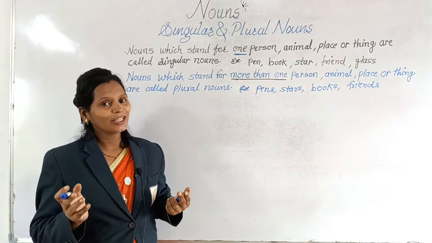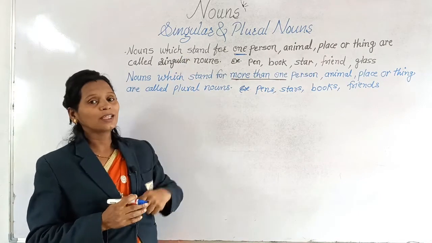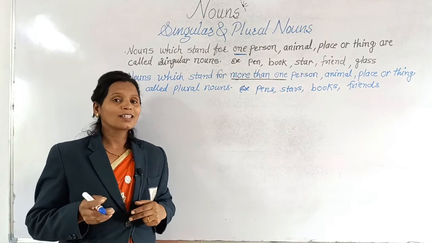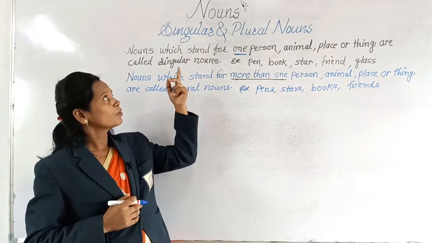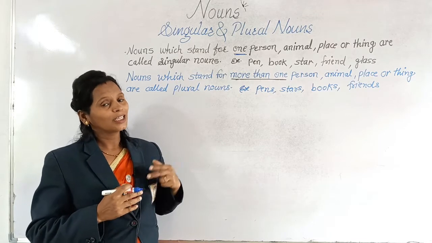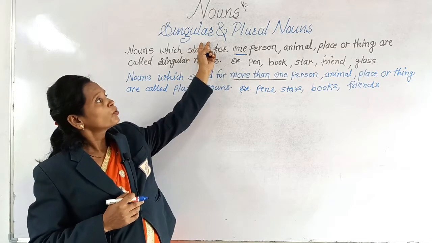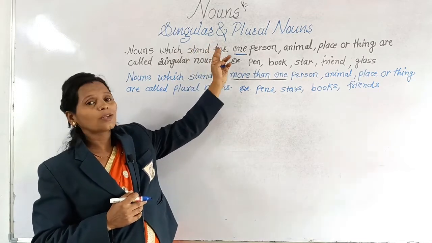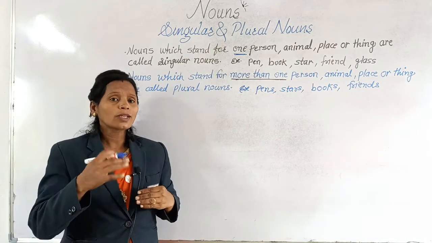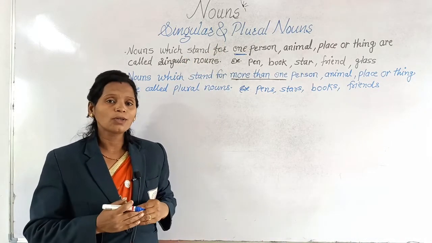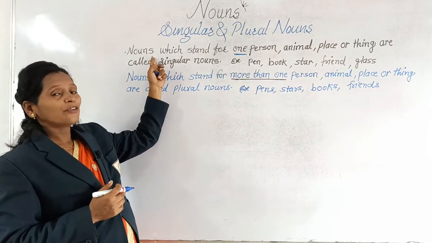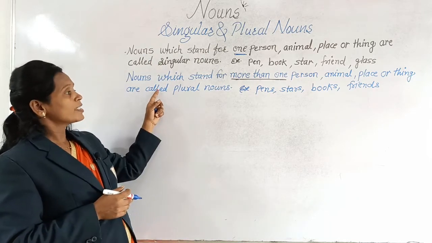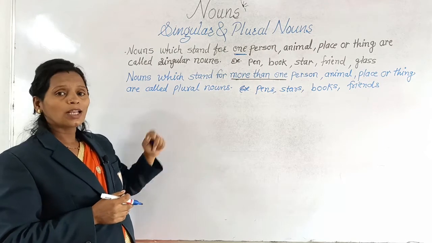Students, today we are going to learn the topic nouns. In the last class we learned subject and predicate, and today we are going to learn the topic which is nouns. There are two kinds of nouns here, singular noun and plural noun. So how can you identify the singular noun and plural nouns? First of all, there is the definition of singular noun and the definition of plural noun.